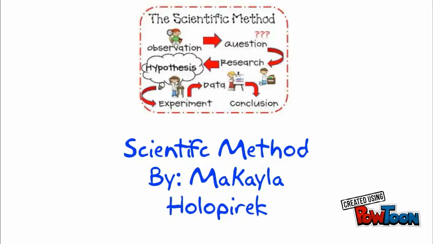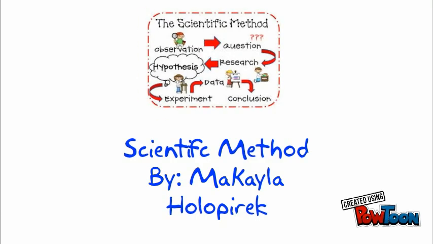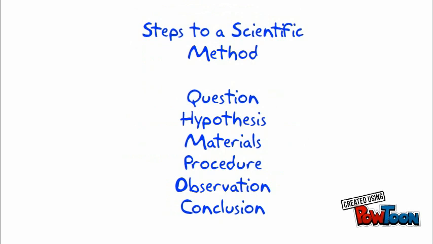For my lesson today, I'm going to talk about the scientific method, which this lesson would be for about 3rd or 4th graders. First, there are 6 steps to a scientific method, and they are: question, hypothesis, materials, procedure, observation, and conclusion. So today we're going to talk about each step and what you do for each step.